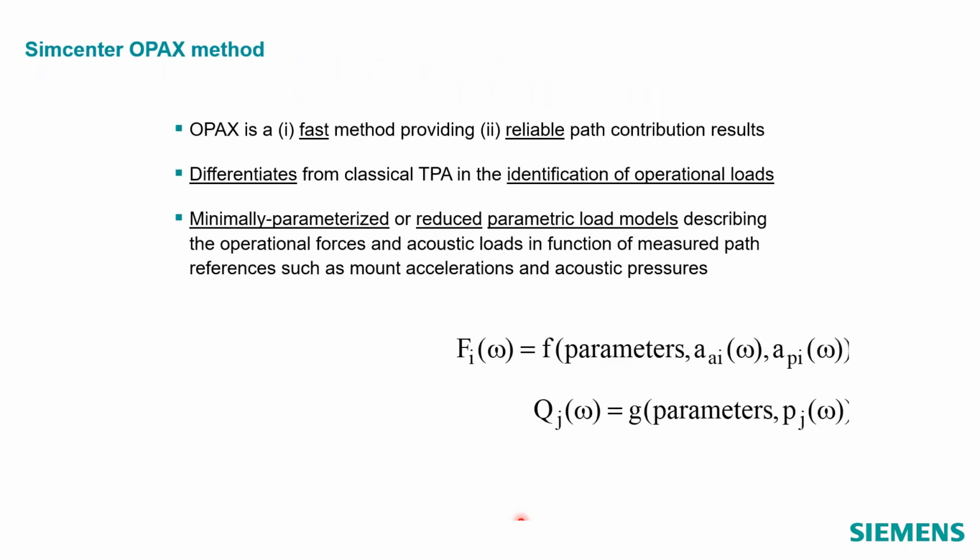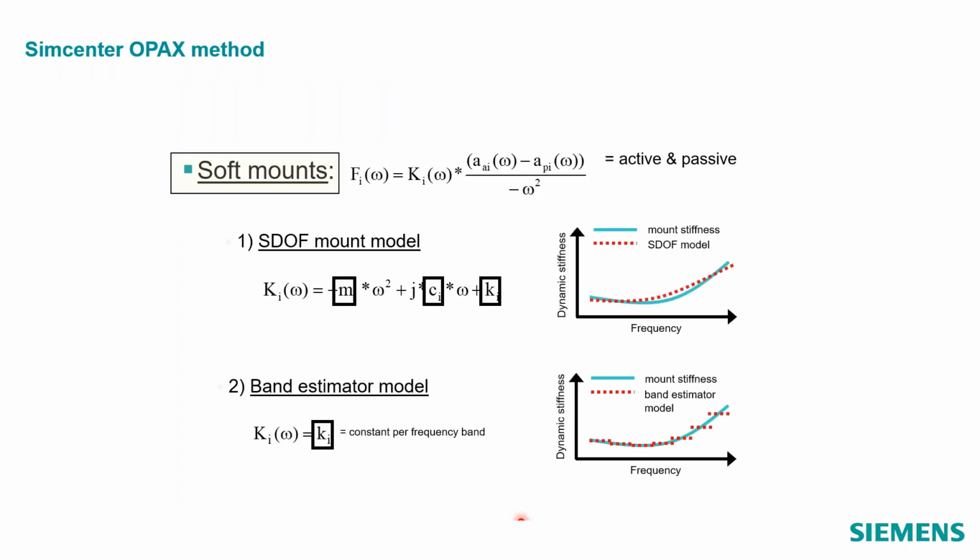OPAX is another method. So this is a method we suggest you use. It's a fast method providing reliable path contribution. It differs from classical TPA only in the identification of the loads. So it's a new technique for calculating the loads. We basically solve a bunch of equations for a couple of unknowns and use that to calculate the load. So we have a soft mount model and we have a stiff mount model. I think they're called soft and indirect. So indirect would be for stiff mounts or acoustic loads, and soft would be good for soft mounts.